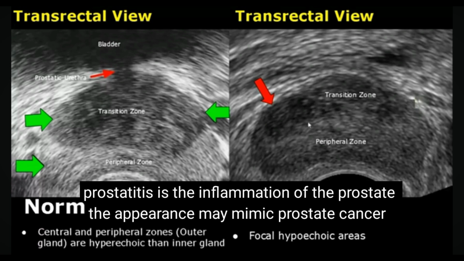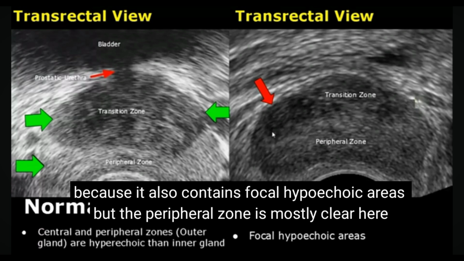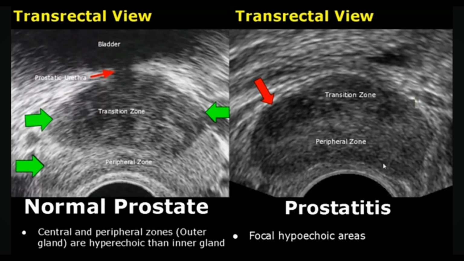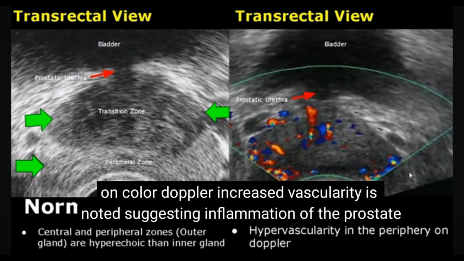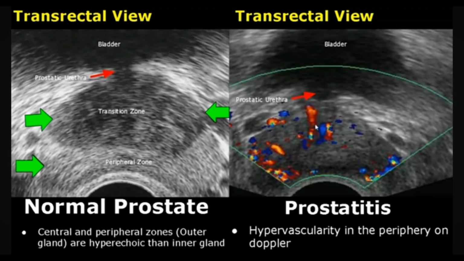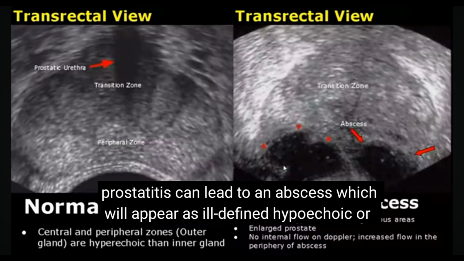Prostatitis is the inflammation of the prostate. The appearance may mimic prostate cancer because it also contains focal hypoechoic areas, but the peripheral zone is mostly clear here. On color Doppler, increased vascularity is noted, suggesting inflammation of the prostate.